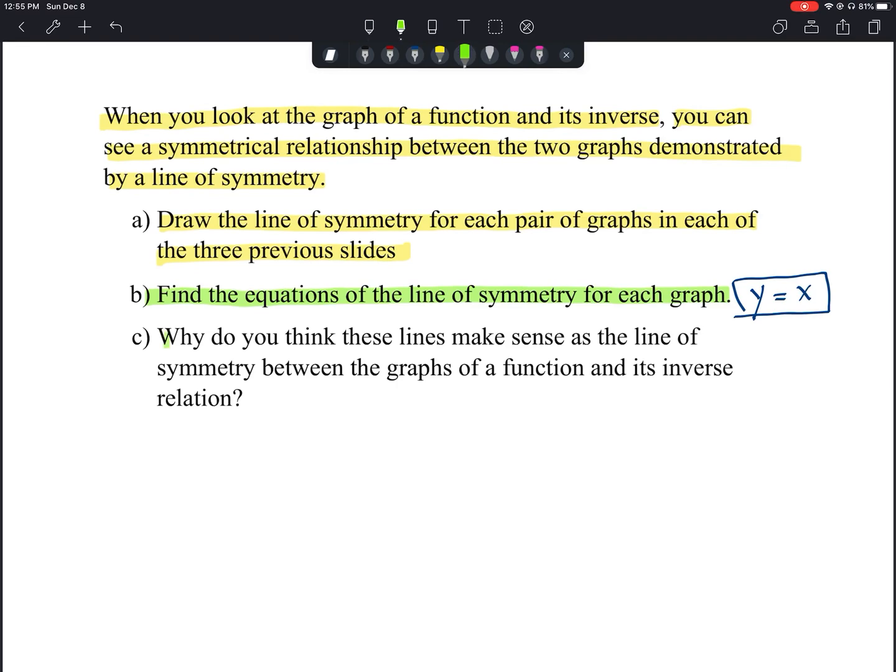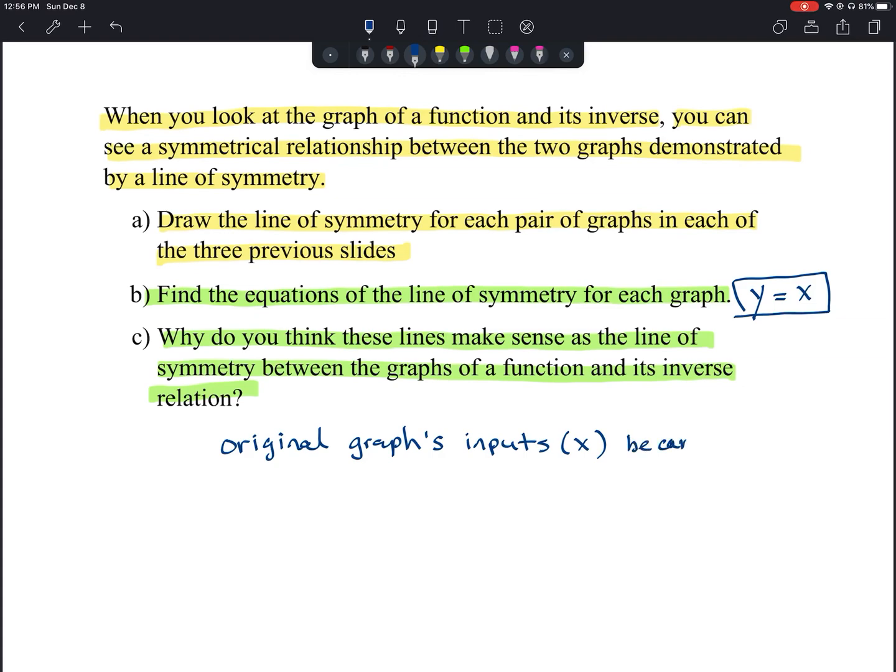Now, part C asks us, why do you think these lines make sense as the line of symmetry between the graphs of a function and its inverse relation? Well, remember our original graph, right? Our original graph's inputs, which were like our x coordinates, became our outputs, which are like our y values, of the inverse graph.